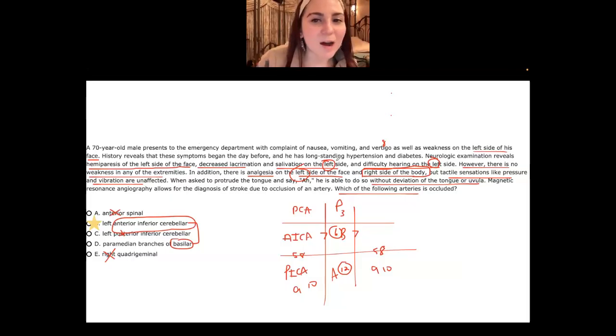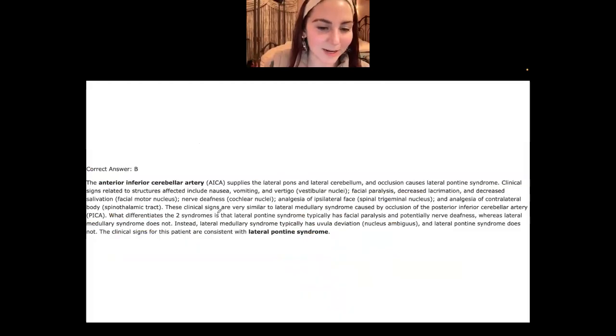But like nausea, vomiting, vertigo, issues with the face, lacrimation, which is tears and stuff. I didn't really bring it up, but that's another reflex involving cranial nerve 7. So this sounds more like a lateral pons. And then they do talk about analgesia, so sensory deficits on the right side of the body. Sensation is a lateral thing versus a medial thing. So it sounds more like a lateral pons versus a medial pons. So that's how you get to your ICA versus your basilar artery.